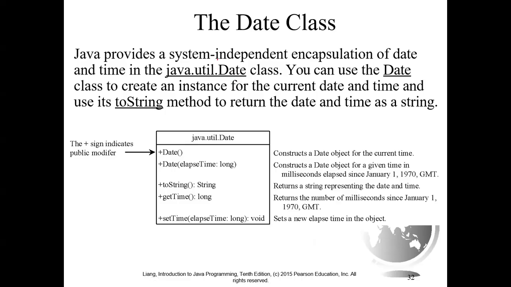The first line is a default constructor, and it constructs a Date object for the current time. Okay, please remember it's the current time. The second one constructs a Date object for a given time in milliseconds elapsed since January 1, 1970, using the time zone of GMT. And if you are in New York, we are in GMT+4, if I'm not mistaken. There is a toString method to return a string representation of the date and time. We also have the getTime method. It will return the number of milliseconds since January 1, 1970 GMT. And also we have a method to set time. We set a new elapsed time in the object.